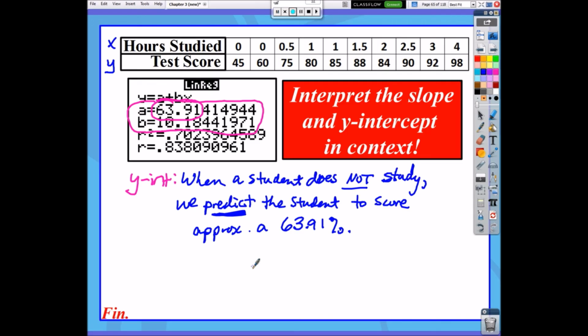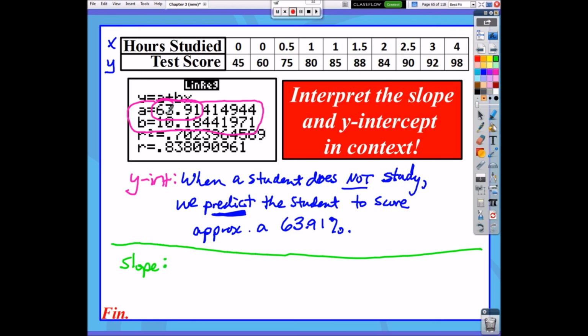Let's say the y-intercept was -5. And you might go, but I don't think a student could score -5%. Or what if the y-intercept was like 112? And you'll go, when a student doesn't study, we predict the student to score 112%? Well, how did the student get over 100%? That's not possible. So there are some times where the y-intercept might not literally make sense to that problem. But in this case, this y-intercept does make sense. A student could not study and actually get a score of 63.91. Sure, that's possible.